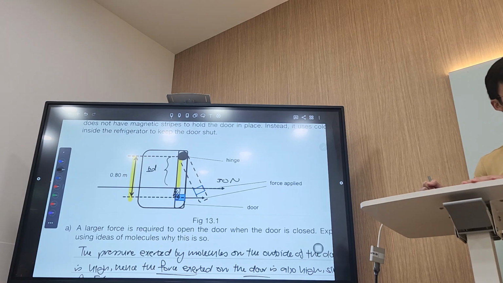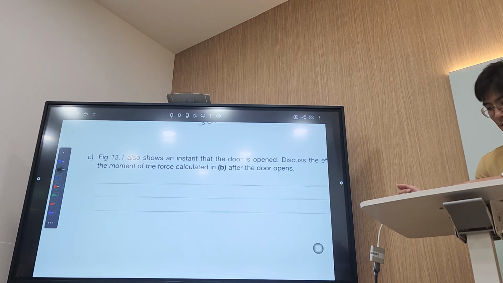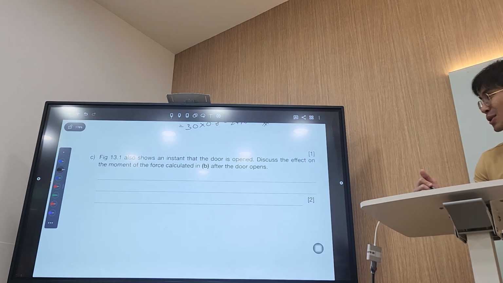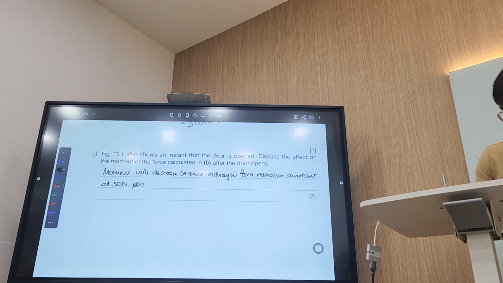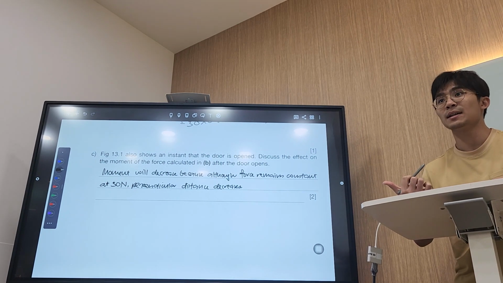The new perpendicular distance is less than 0.8. Easy question. So obviously your moment will decrease because although force remains constant at 30 newtons, your perpendicular distance decreases. That's it. Easy, right? Not too difficult.